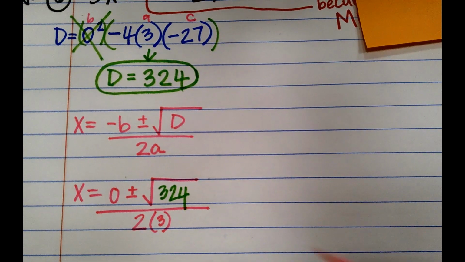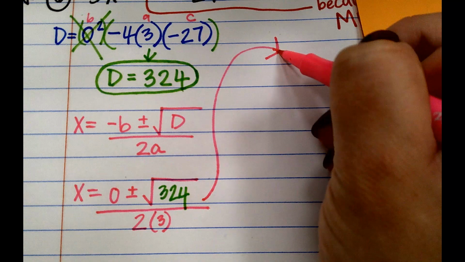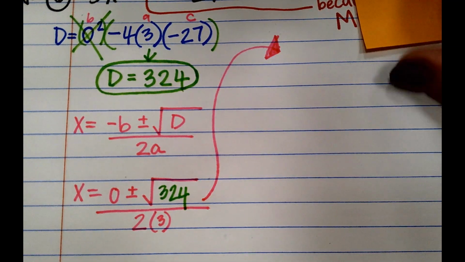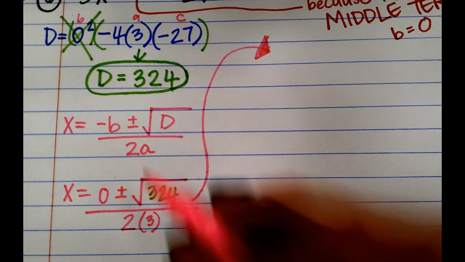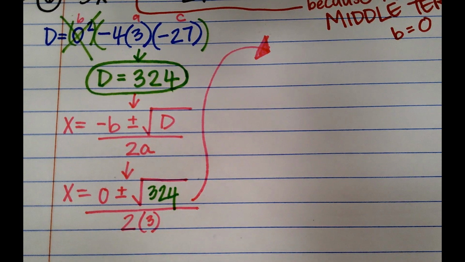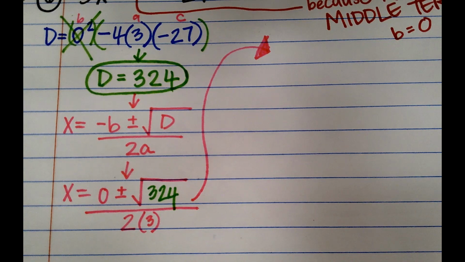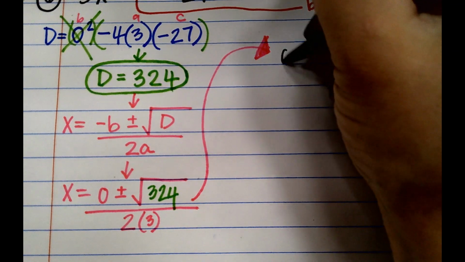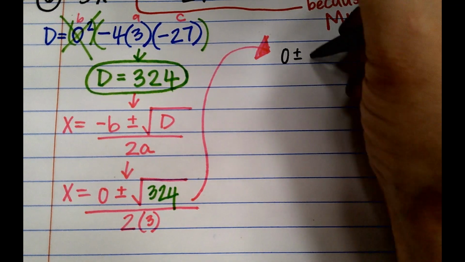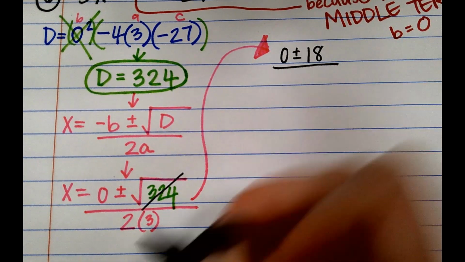Okay, so let's start simplifying stuff. I'm going to move back up here, save some space. Okay, so Titania, what's the square root of 324? 18. Yeah. Okay, so this is 0 plus or minus 18 over 6.